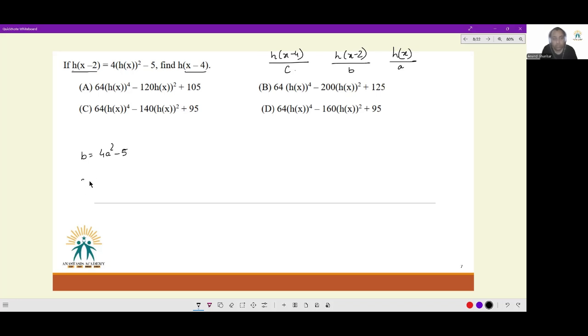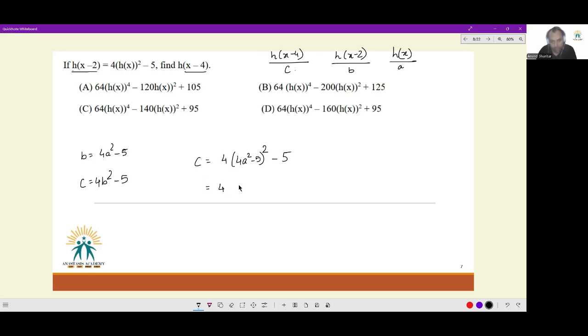And we also know C is equal to 4b square minus 5. I can replace b from here, which will give us C is equal to 4 times (4a square minus 5) whole square minus 5. This is the stuff we are going for.